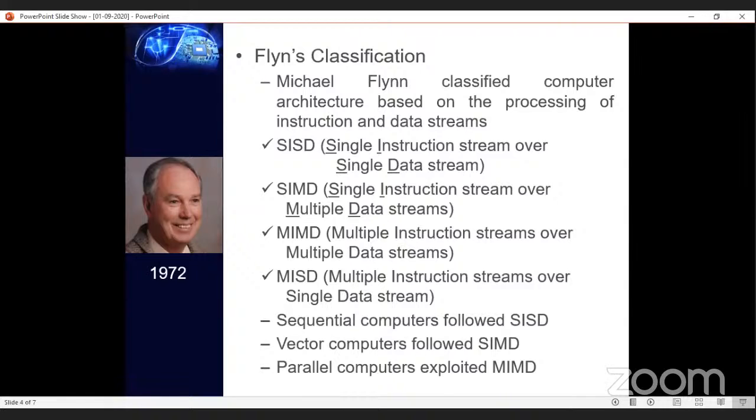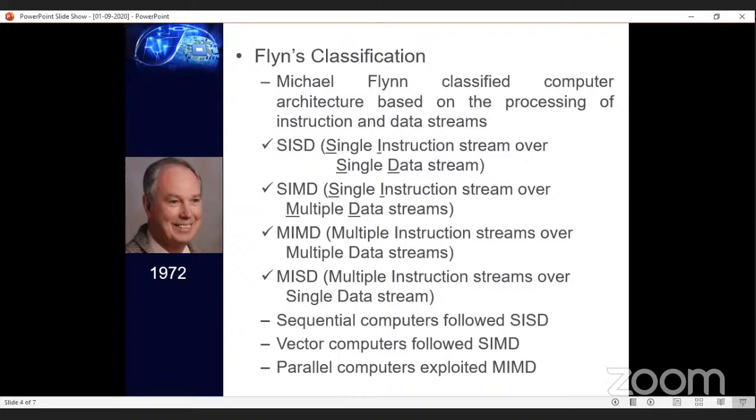Okay, in practice, SISD computers are used for different sequential processes. SIMD, single instruction stream over multiple data streams, computers are exploited for special purposes. MIMD, so what about MIMD? MIMD computers are utilized for general purposes.